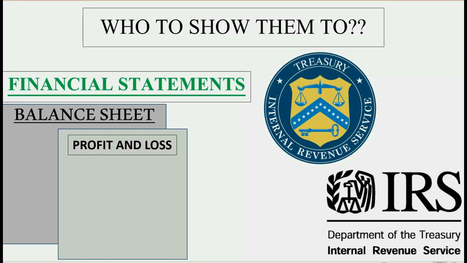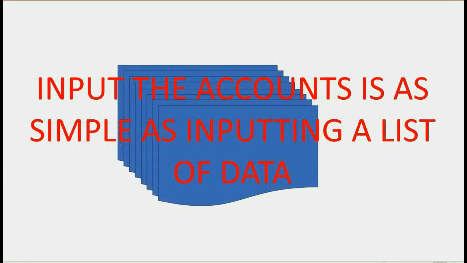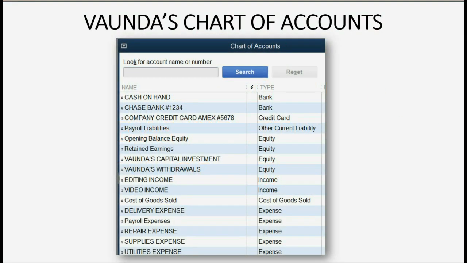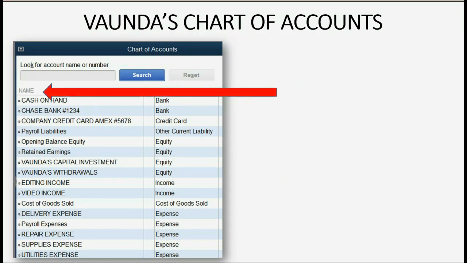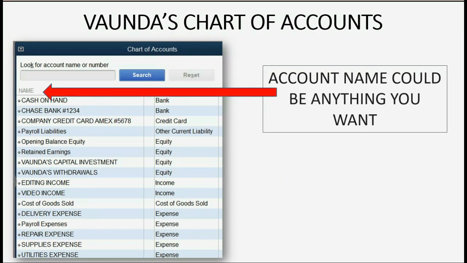So that's how it works when you're using a book for the general ledger, and that's exactly how it works in the computer. Now here's Vonda's example chart of accounts. Notice that each account has both a name and an account type. The name can be anything you like, as long as you remember that whatever you type in will show up on the reports exactly as you type it in.